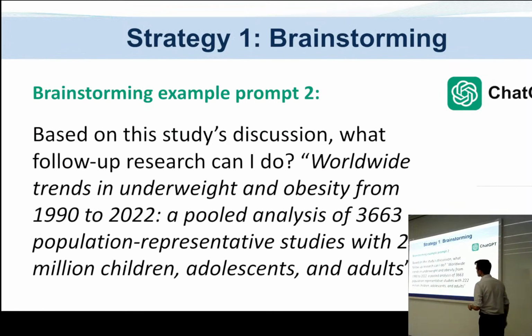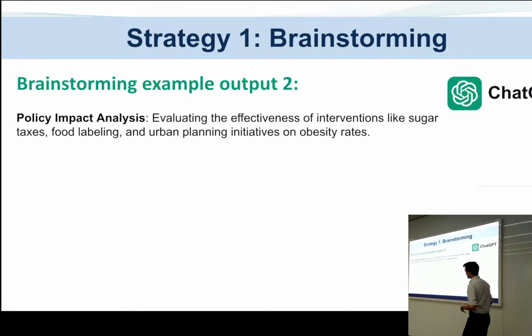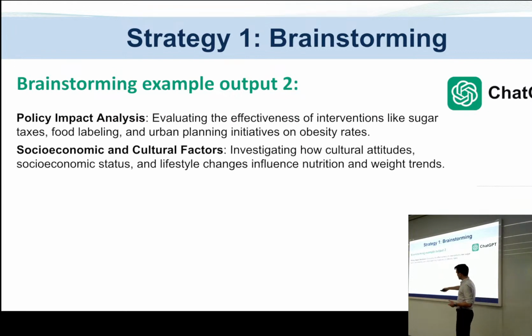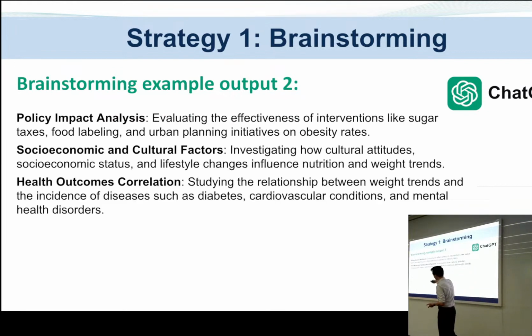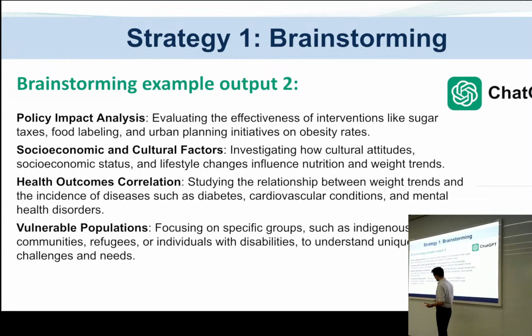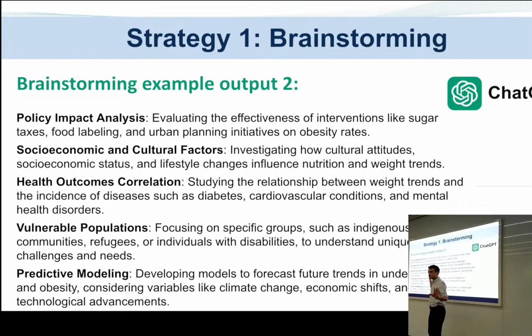Example brainstorming prompt number 2. Based on this study's discussion, what follow-up research can I do? So here we have the title of the research. Okay, based on this study's discussion, what follow-up research can I do? Well, this will give us a couple things. Policy impact analysis, socioeconomic and cultural factors, health outcomes, vulnerable populations, and predictive modeling. You don't need to read about the details. I will tell you that these are actually kind of obvious. They're really obvious answers. Why?